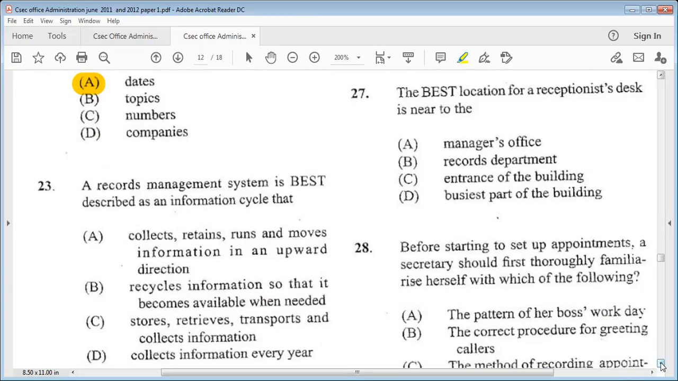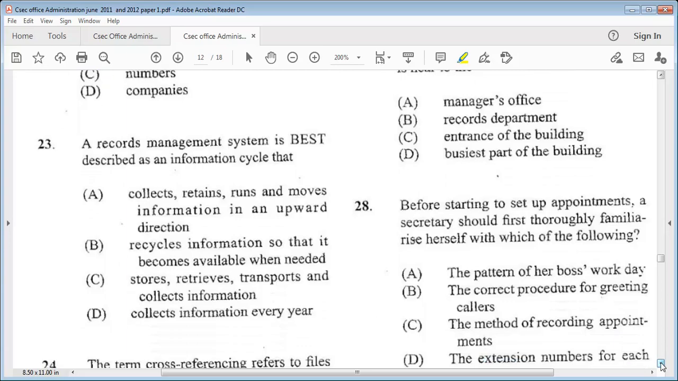Let's go on to 23. A records management system is best described as an information cycle that: A, collects, retains, runs, and moves information in an upward direction; B, recycles information so that it becomes available when needed; C, stores, retrieves, transports, and collects information; D, collects information every year. Our answer is C, stores, retrieves, transports, and collects information.